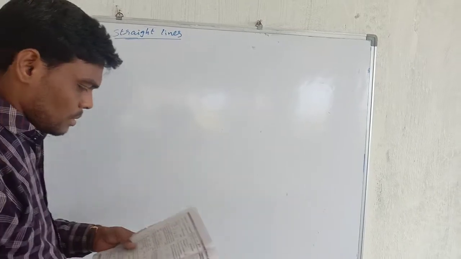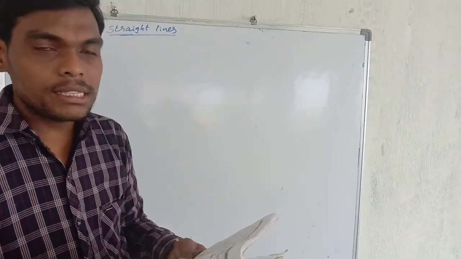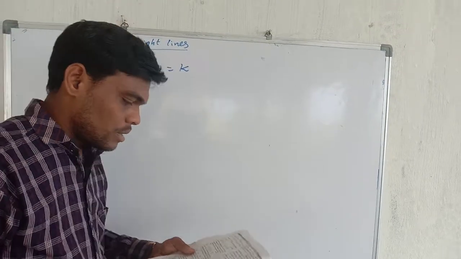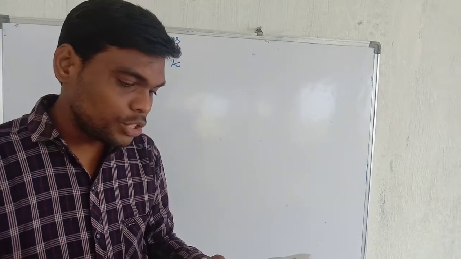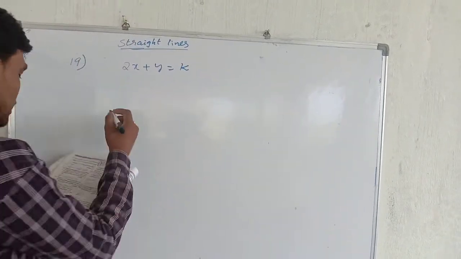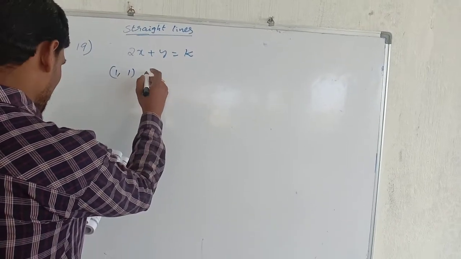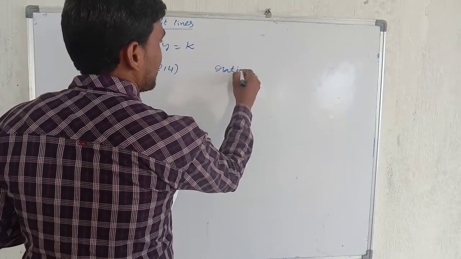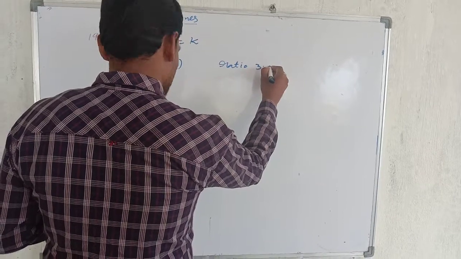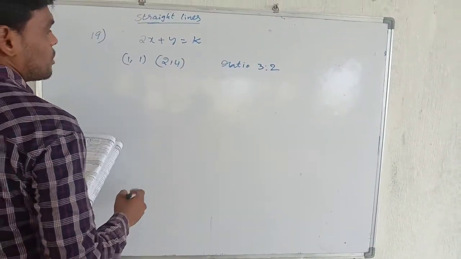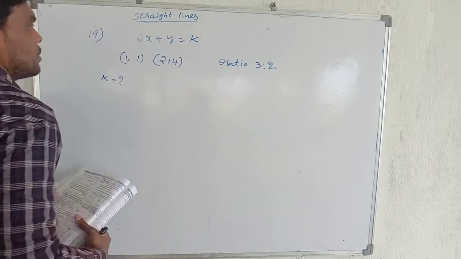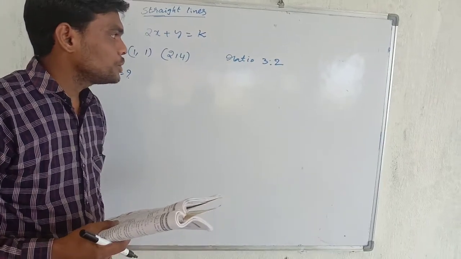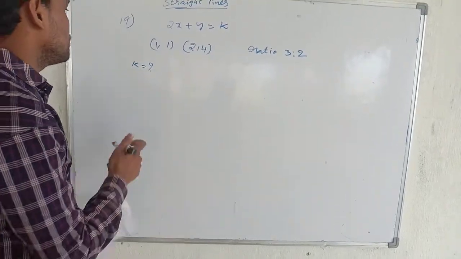19th bit. If the line 2x plus y equals k passes through the point which divides the line segment joining the points (1, 1) and (2, 4) in the ratio 3:2, then find the value of k. Now the line passes through the point dividing the points (1, 1) and (2, 4) in the ratio 3:2, then the k value.